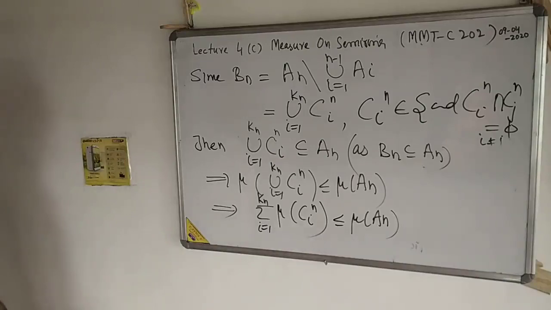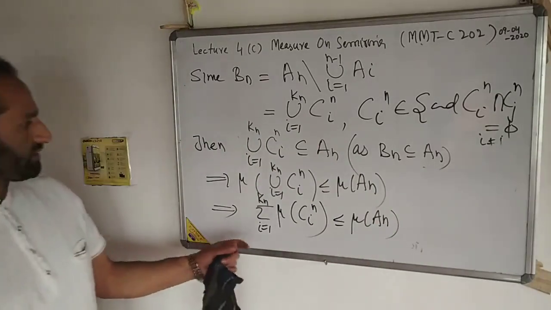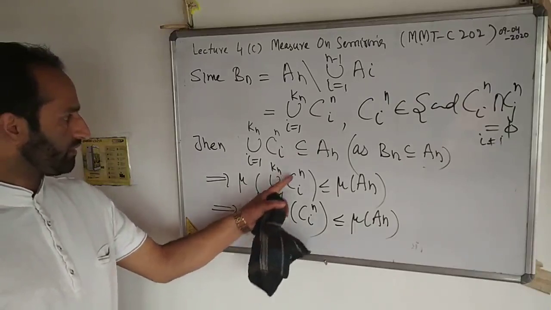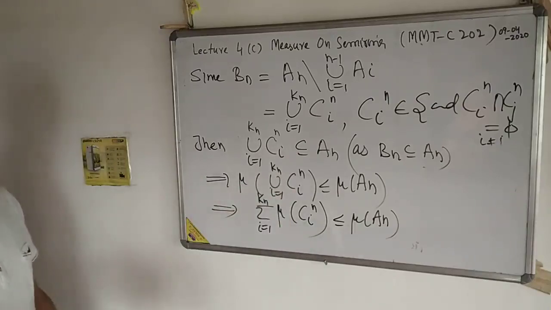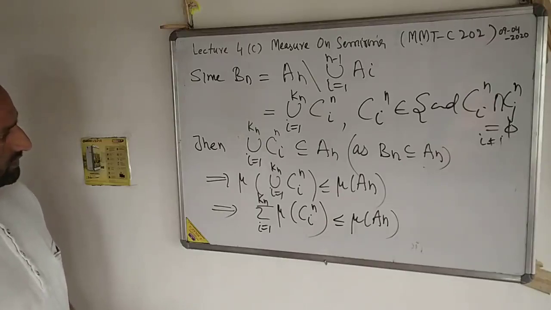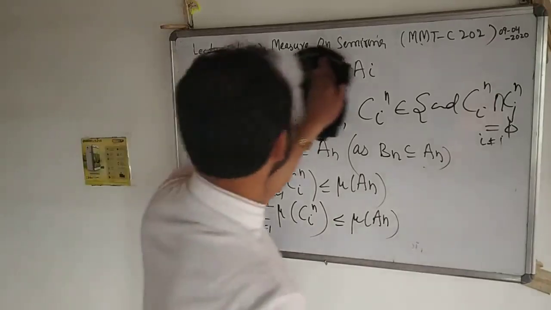Now for n equal to 1, we can set K1 is equal to 1 and C11 is equal to A1. So we can set that notation here for n equal to 1.